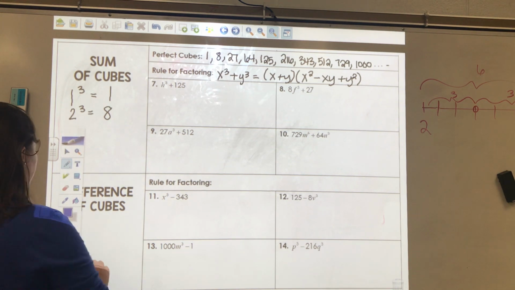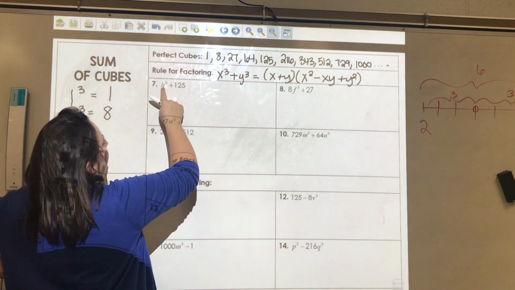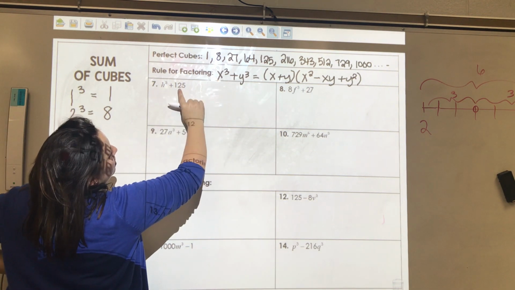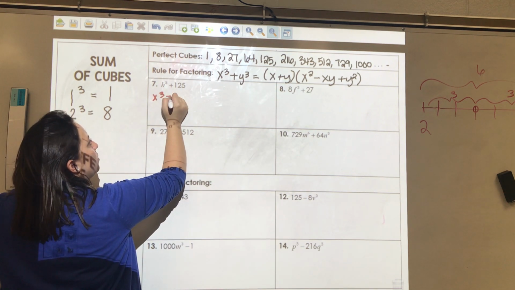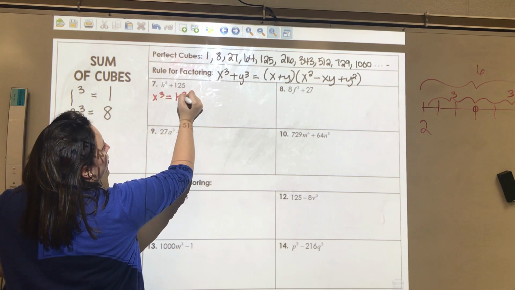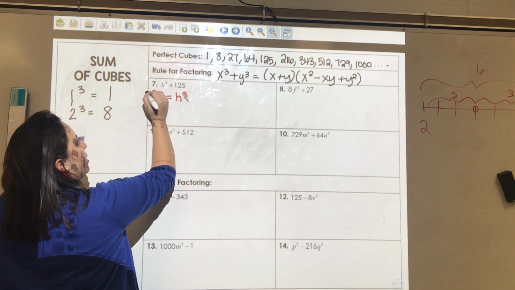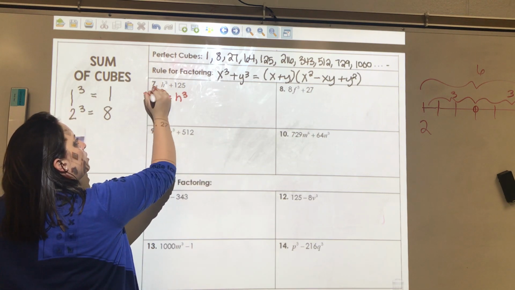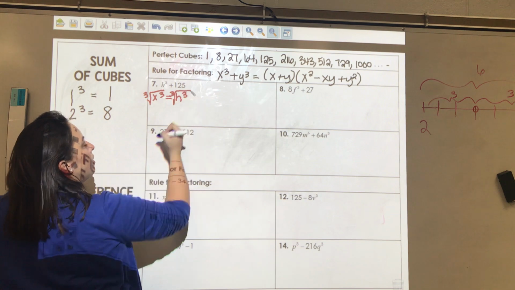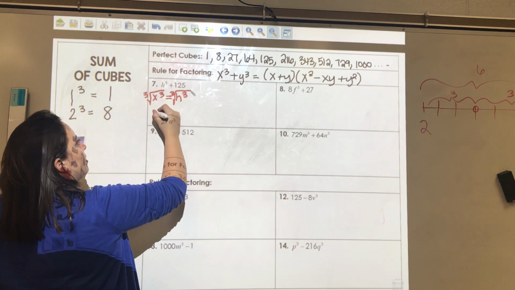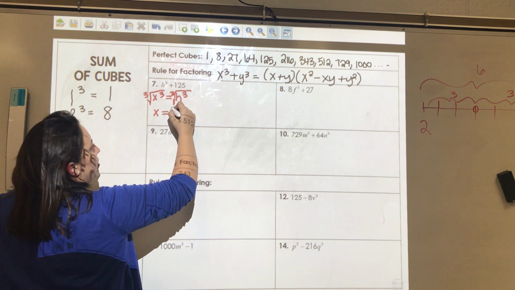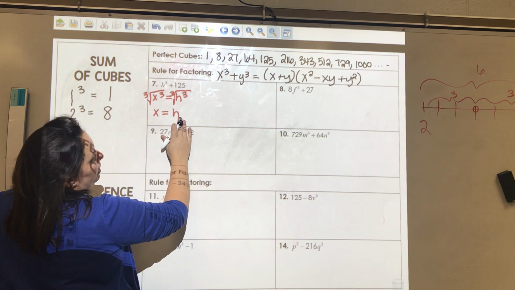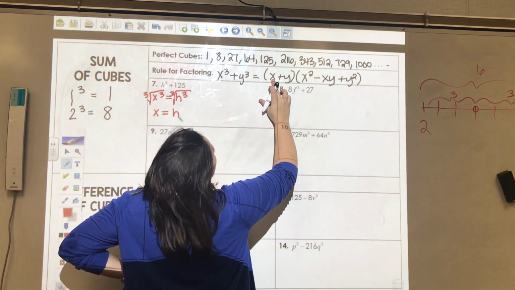Okay, so let's do number 7. In number 7, this is going to be my x cubed, this is going to be my y cubed. So same process. x cubed equals h cubed. I need to solve for x. So instead of square root, I'm going to cube root. The cube root of x cubed is simply just x, and the cube root of h cubed is simply just h. So now I know that x equals h.